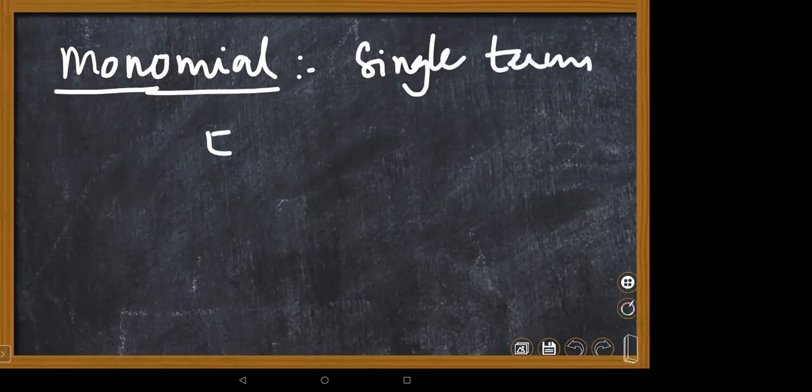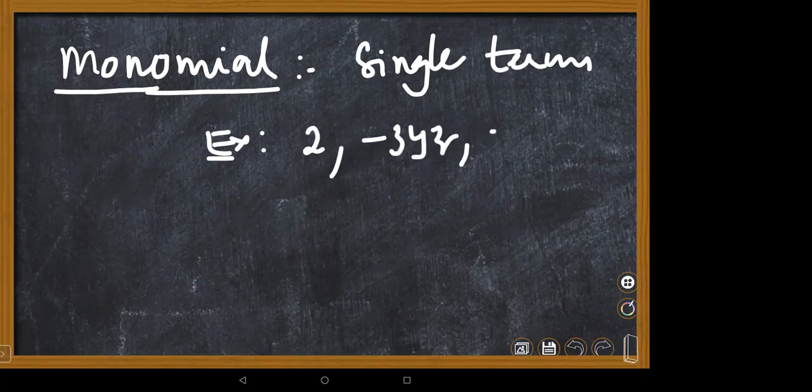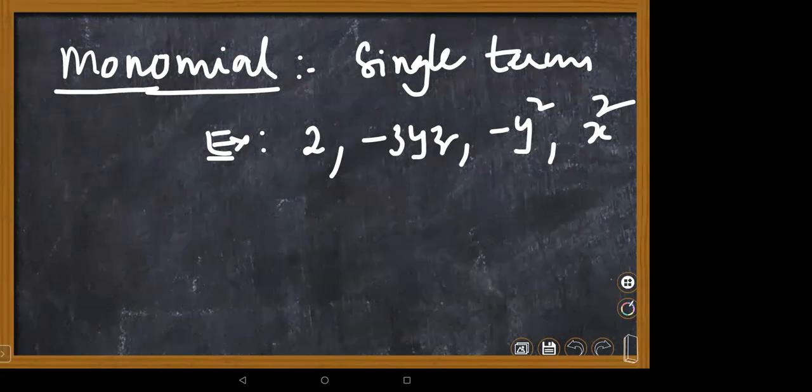Examples you can write, children: 2, or minus 3yz, or minus y square, or minus some x square. You can write these as monomials. Next, binomial. Ma'am, I have a doubt, ma'am. Yes, Nana.